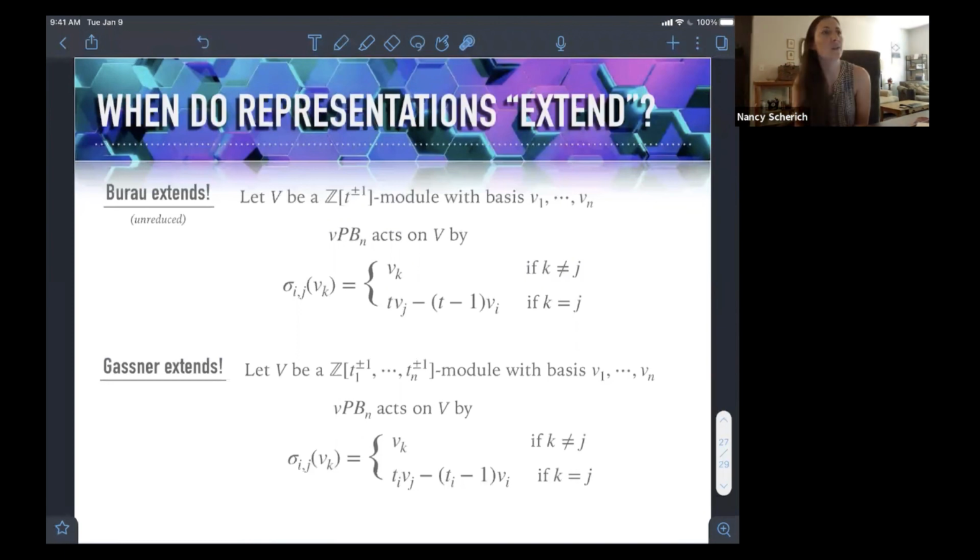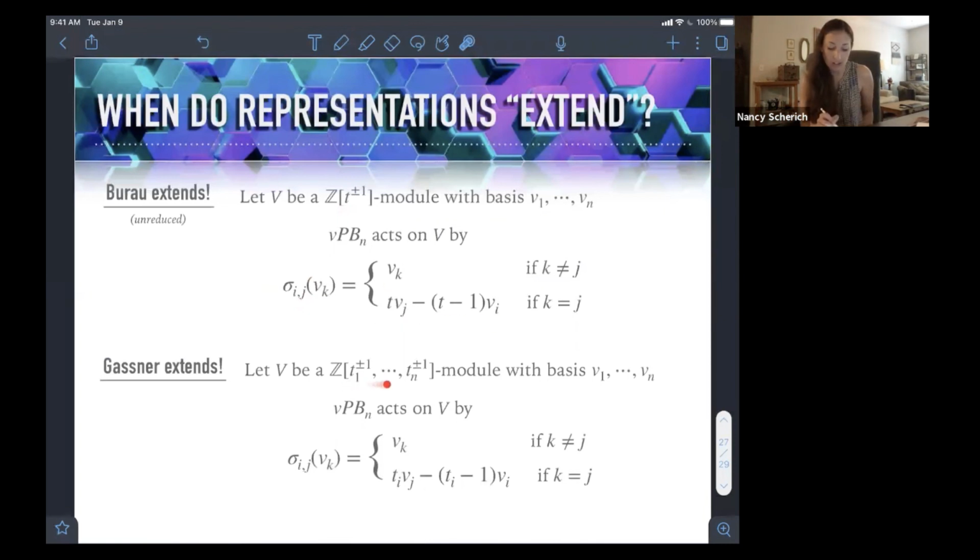And we have 2 minutes. Here are representations, they extend, you can write them down. These are written in a little bit different format than how I wrote the Burau representation before. For the Burau representation, I gave you the matrices. Here, I'm giving you a module action, which is the same thing as a representation. So you start with a module, you pick a basis, and you tell me how my braids act on those basis elements. So how does sigma_ij act on a basis vector v_k? And this is describing the action there.